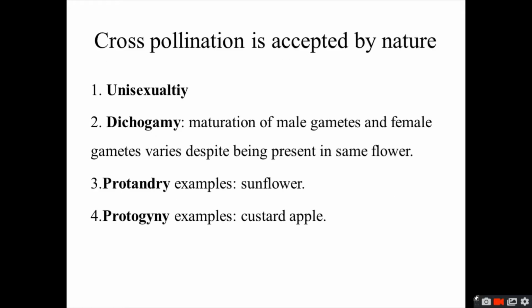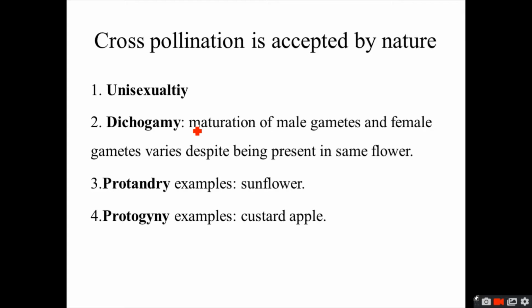Now here we will discuss some more points about why cross pollination is accepted by nature. The first is unisexuality, like we saw in the example of papaya, where the male and female gametes mature in different plants of the same species, and due to cross pollination, they become capable of generating more variety naturally for papaya. Next is dichogamy. Dichogamy is basically the maturation of male and female gametes at different times, despite being present in the same flower.